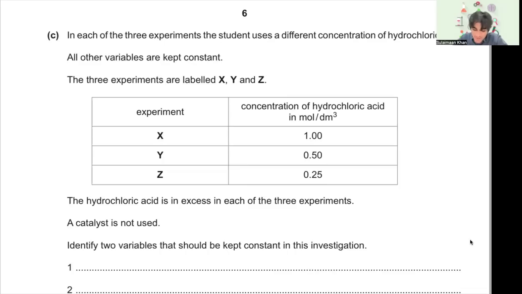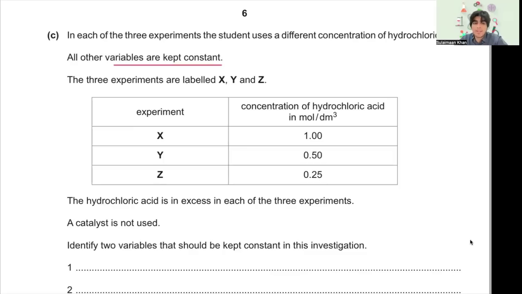Anyway, in each of the three experiments the student uses a different concentration of hydrochloric acid. All the other variables are kept constant. Yes, he should keep all the other variables constant, because the entire experiment revolved around finding the rate of reaction, right? So if he wants to find out the rate of reaction, he must keep all the other factors constant.